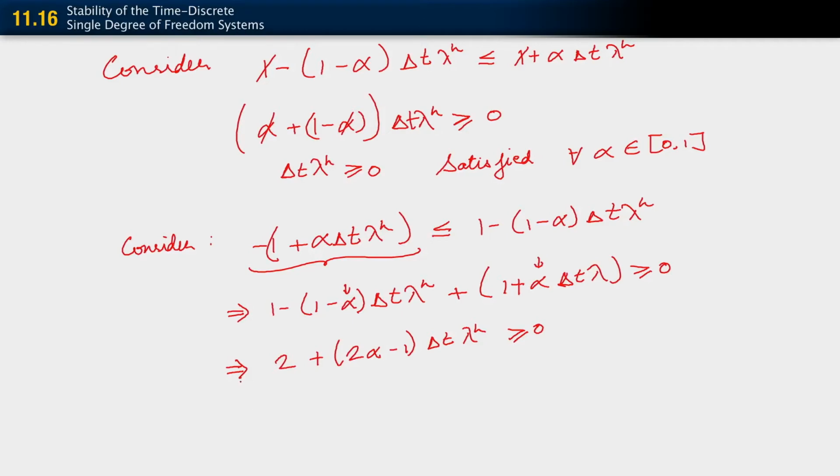Let's see what else we can do with this now. I could write this out as 2 has to be greater than or equal to 1 minus 2 alpha delta t lambda h. Okay? All right. Now, let us look at under what conditions this may be satisfied. Okay. Now, let's save this and move on to the next slide.